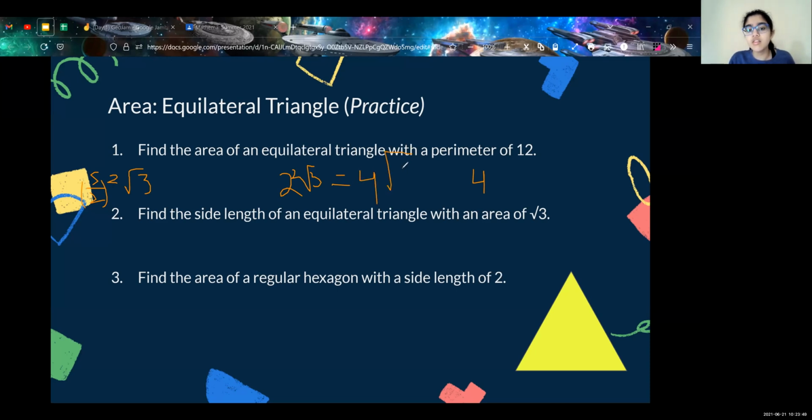So make sure that you aren't multiplying it by the decimal value of radical 3, because right now we're just doing the exact value and not the approximate value. So use radical 3 or square root 3 in your answer.